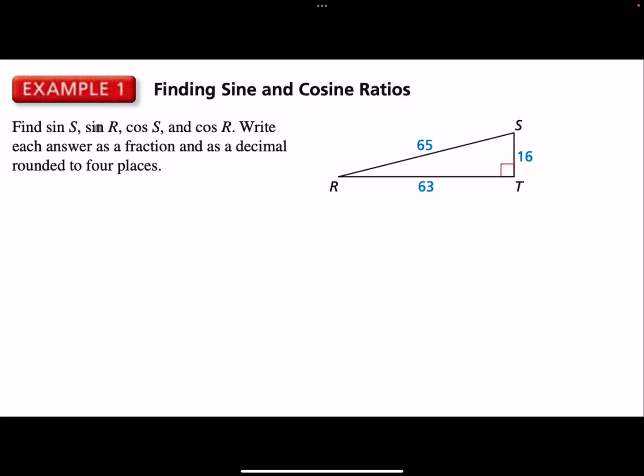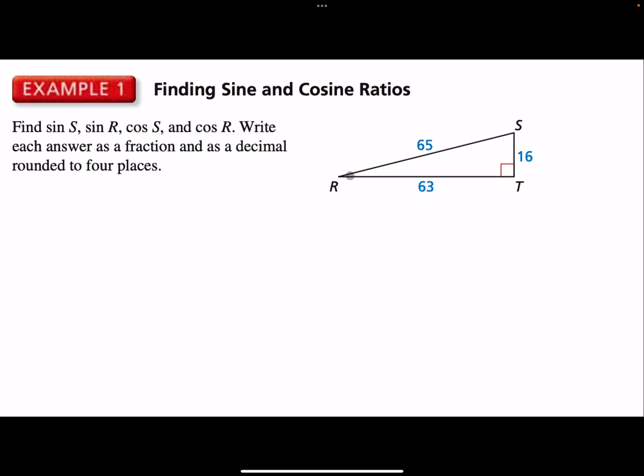I said I'm going to skip doing R since we're already on S, let's do cosine of S. Cosine, so CAH. I know C is cosine, so cosine of S equals A, which is right here, the adjacent, over the H, which is the hypotenuse. Okay, so the cosine of S is 16 over 65. So we did the sine of S and the cosine of S. So let's do R now.